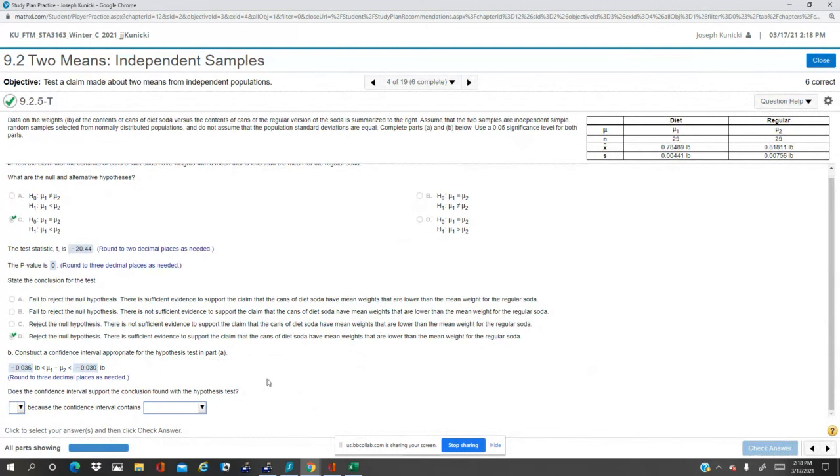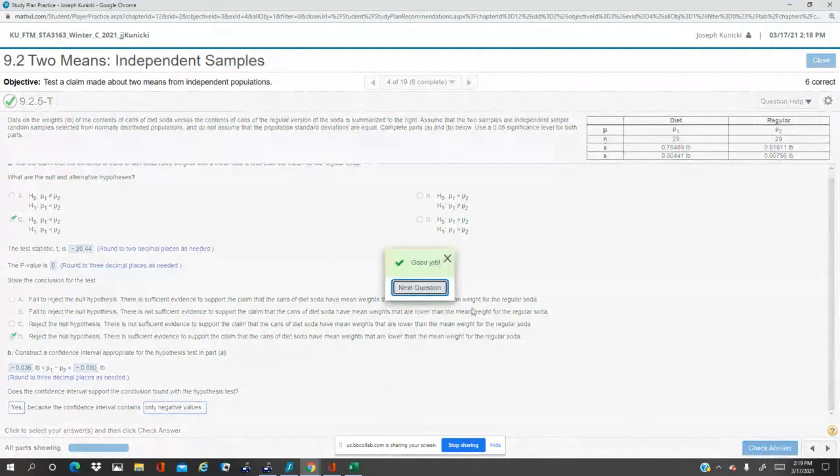Does the confidence interval support the conclusion? Yes, because the confidence interval contains only negative values. There's no chance for them to be equal, which would be the null hypothesis.